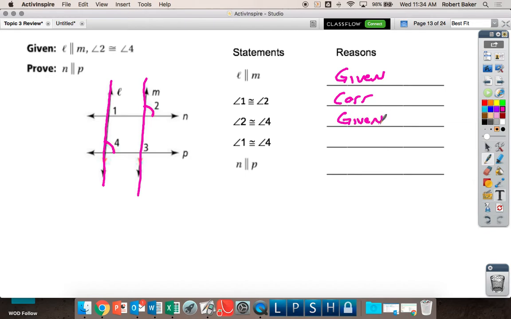Angle 1 is congruent to angle 4. Transitive property. Corresponding angles will not work here because the black lines are not parallel. But 1 goes to 2, 2 goes to 4, so 1 goes to 4. Transitive property of angle congruence is good enough. Why are N and P parallel? Because corresponding angles are congruent, it forces the lines to be parallel.